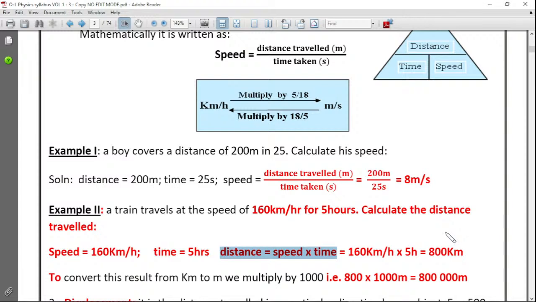One other strict question that they always ask during GCE is, an object has a speed of 160 kilometers per hour. What does this mean? This means the object or the body covers a distance of 160 kilometers in 1 hour. That's the expression. So, for example, a train has a speed of 160 kilometers per hour. What does this mean? This means the train covers 160 kilometers in 1 hour.